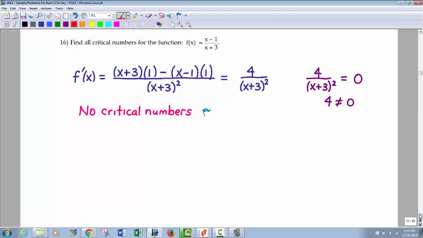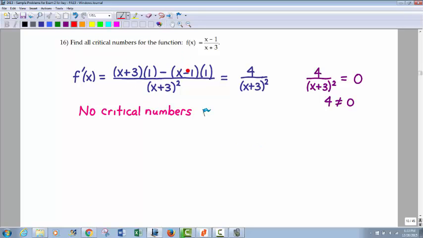So to be a critical number, it has to be defined in the original function, first of all. You have to understand that the word critical is a specially defined term. You might look at this and go, -3 makes the denominator 0, and that would be a discontinuity, and you would be correct. But discontinuities aren't, by definition, called critical numbers. They're just discontinuities. They certainly affect your graph and all that kind of stuff, but they are not critical numbers.